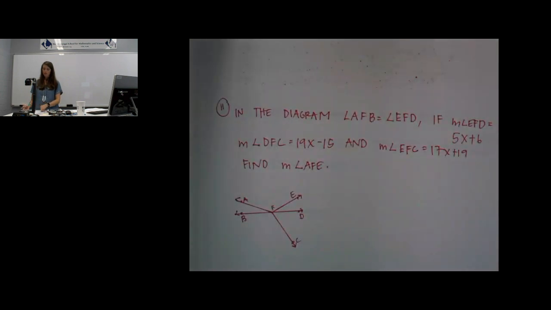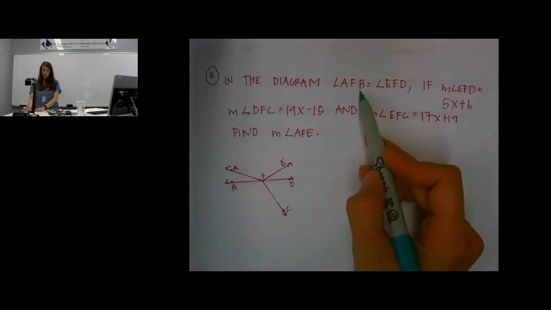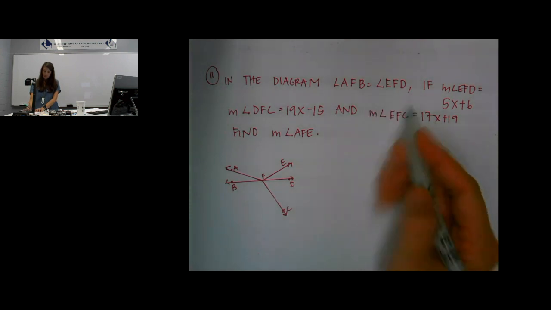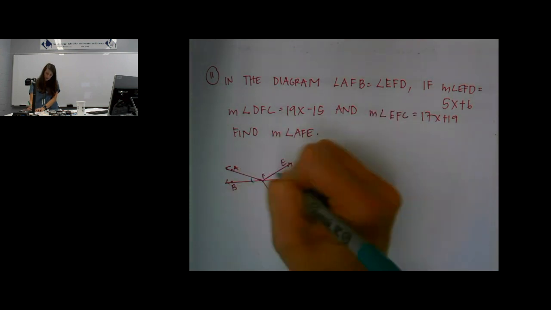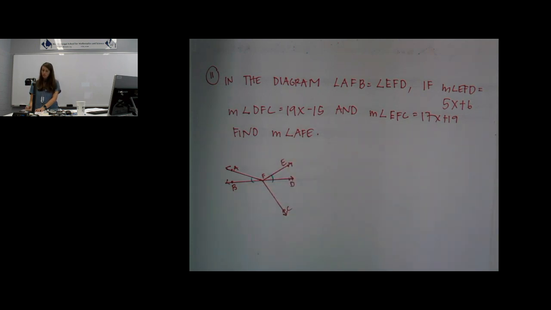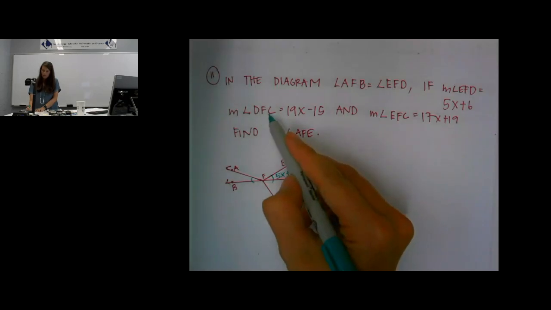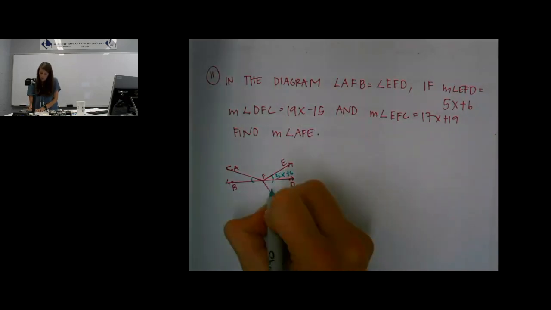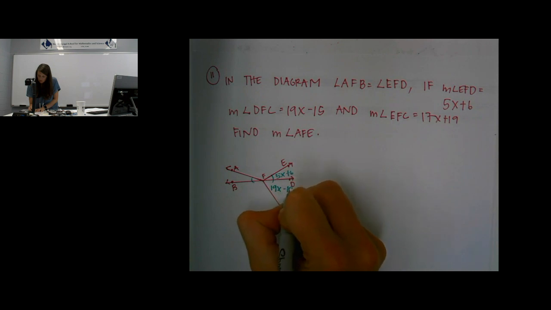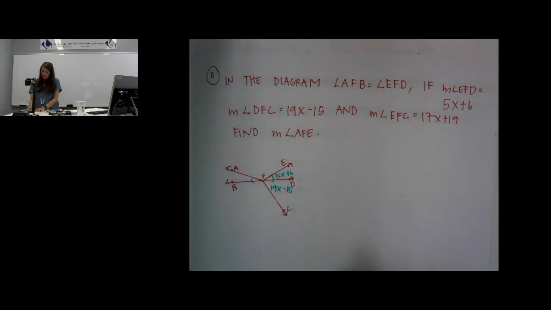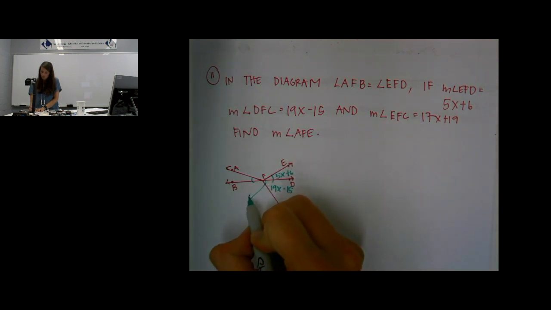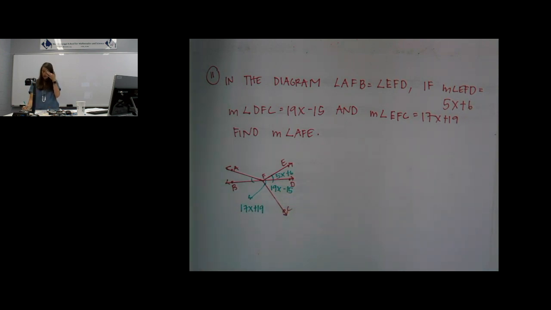Let's do another one. In the diagram, angle AFB is going to be equal to angle EFD. So that means that AFB is going to be equal to EFD. If the measure of EFD is 5x plus 6, and DFC is 19x minus 15, and EFC, this whole thing, is 17x plus 19, find angle AFE.